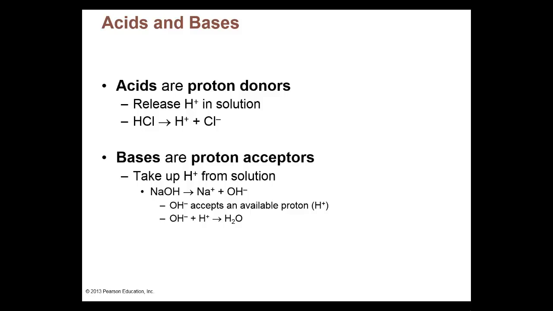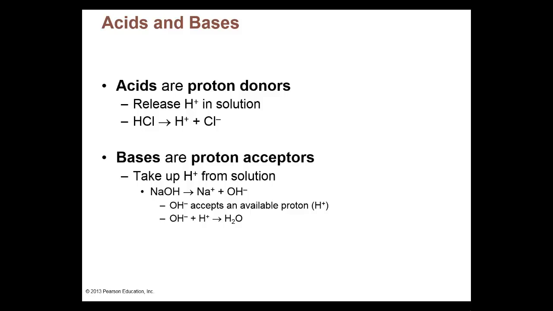Bases are proton acceptors, so the things that want those hydrogen ions. They take the hydrogen ions, or they uptake them from solutions. They're the ones that try to find hydrogen ions, and they'll bind together. Now, acids have lots of hydrogen ions. Bases have lots of hydroxide ions. It's these hydroxide ions that accept a hydrogen ion. And if an OH joins up with an H, it becomes H2O.